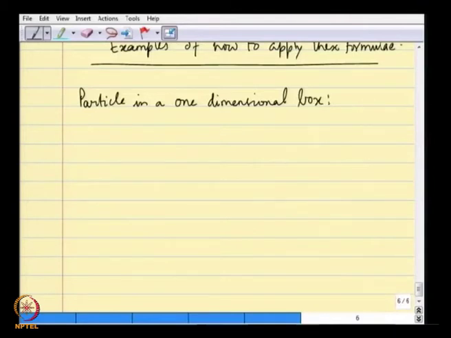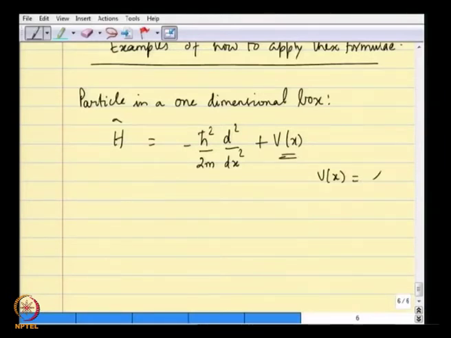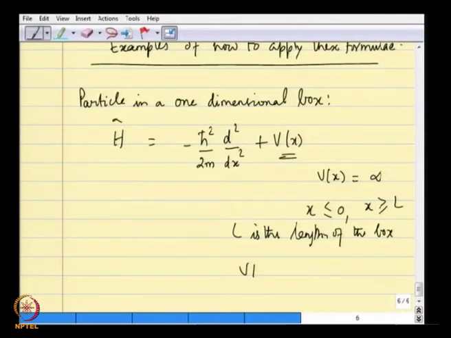Okay. And we all know that the zeroth order Hamiltonian is minus h bar square by 2m d square by dx square plus V of x, where V of x is infinite, very very large, for say x less than or equal to 0, x greater than or equal to L, where L is the length of the box, and V of x is 0 if x is between 0 and L, that is, 0 less than x less than L.